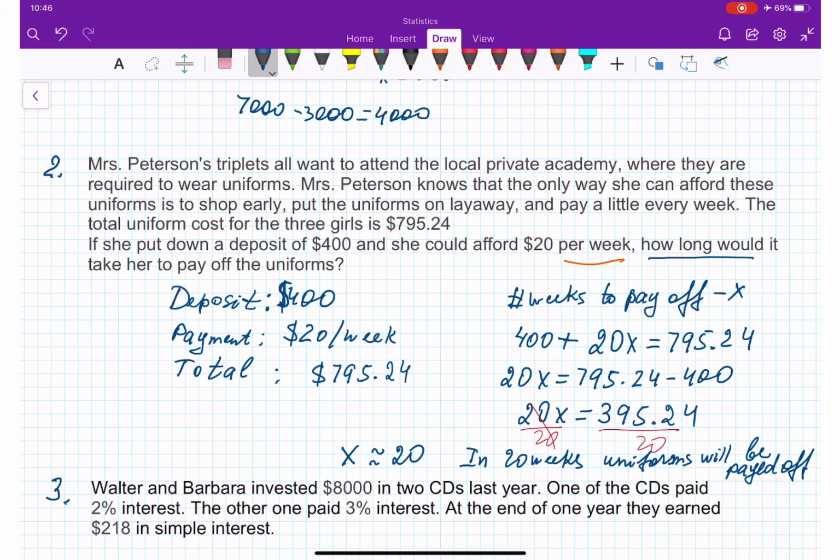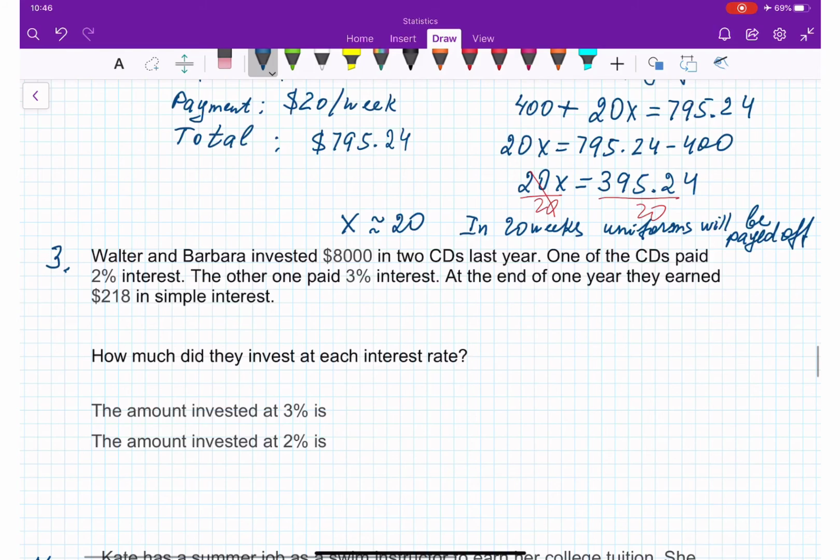Next. Question number 3. Walter and Barbara invested $8,000 in 2 CDs last year. One of the CDs paid 2% interest, the other paid 3% interest. At the end of the year, they earned $218 in simple interest. How much did they invest at each interest rate? See, we're starting backwards.